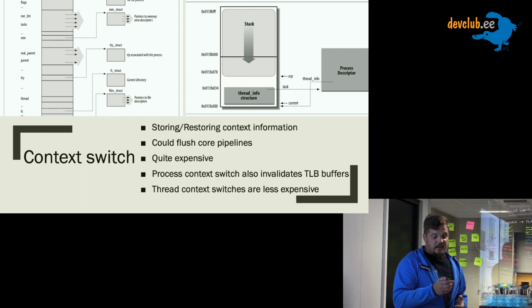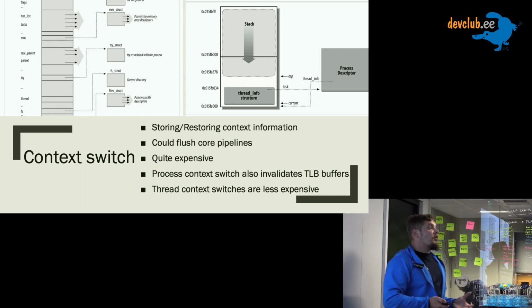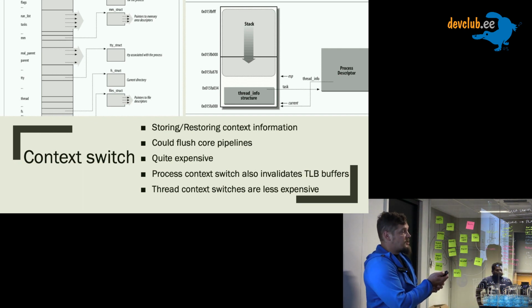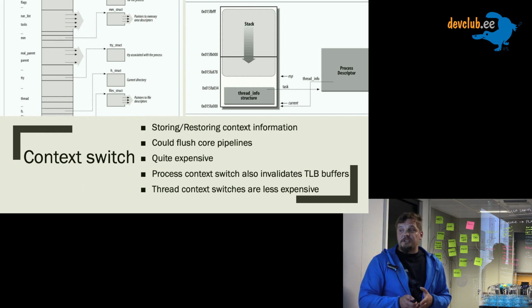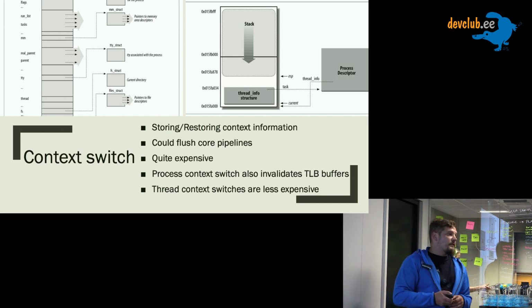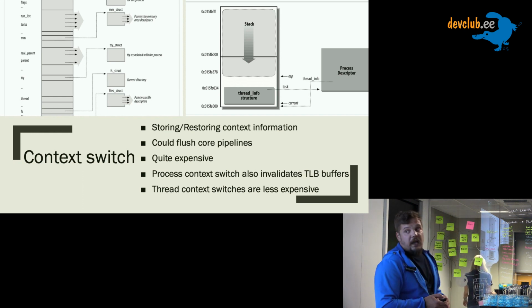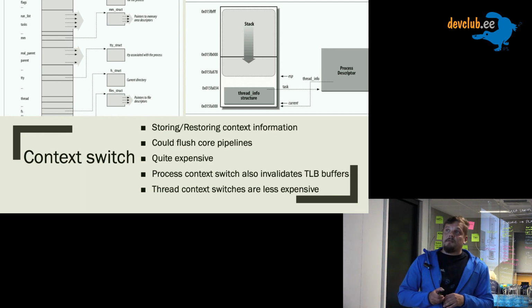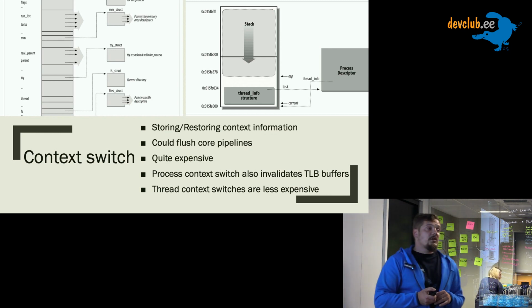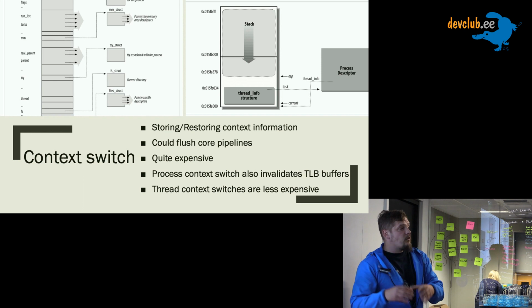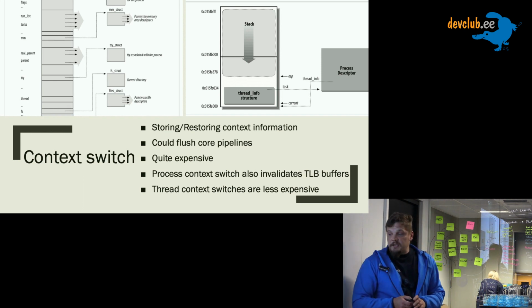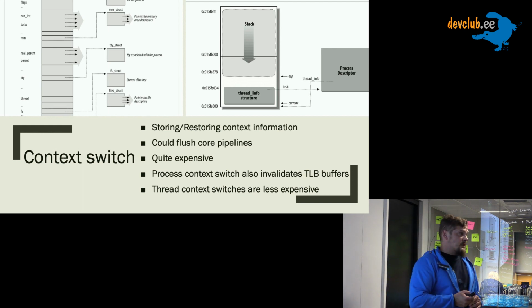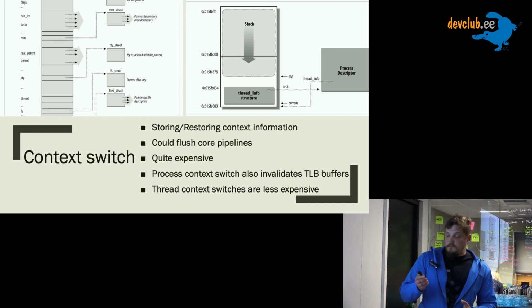And context switch means that you need to store all your context information: your process registers, all your pointers to code, some paging information. Usually it flushes core pipelines, and it is expensive because you need to store the context from the old process or thread, restore the new one, and it takes time.